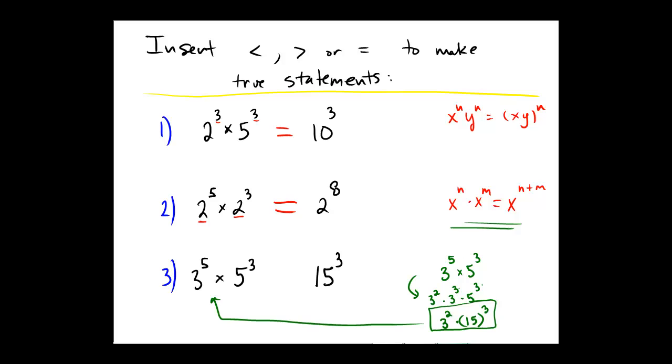On the left hand side we have something that's equivalent to 9 times 15 cubed. So clearly the object on the left is larger. This ability to manipulate exponents like this is very useful on standardized tests like the SATs or GREs.